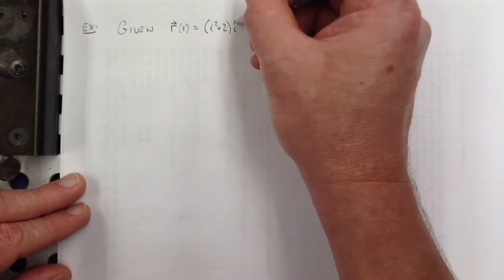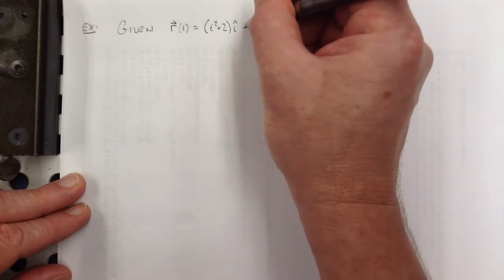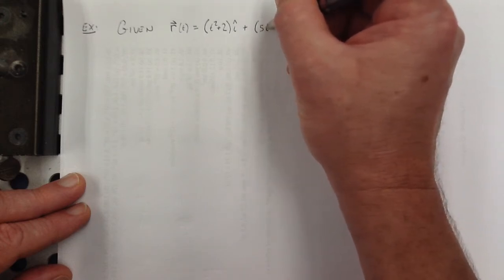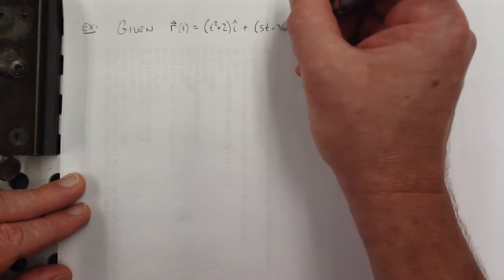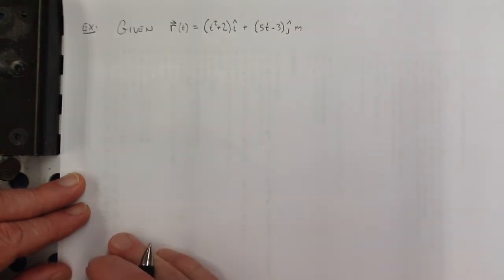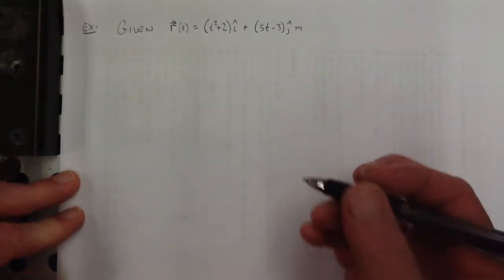And let's say that the position is defined by this t squared plus 2. So that's the little function that defines what's going on in the i direction. And then this is what's going on in the j direction. And let's say that is in meters. Okay? And time is in seconds. So what are the things that we can do with something like this?